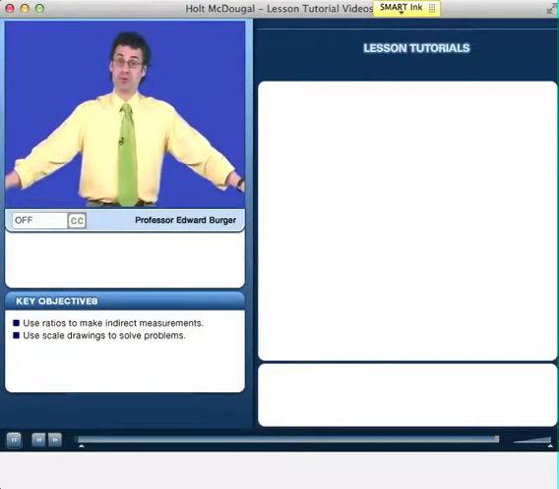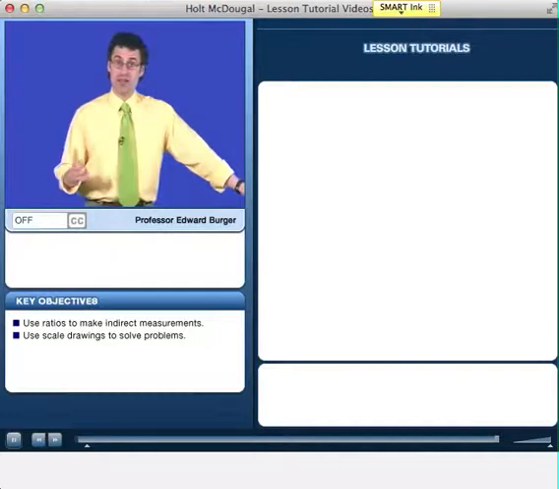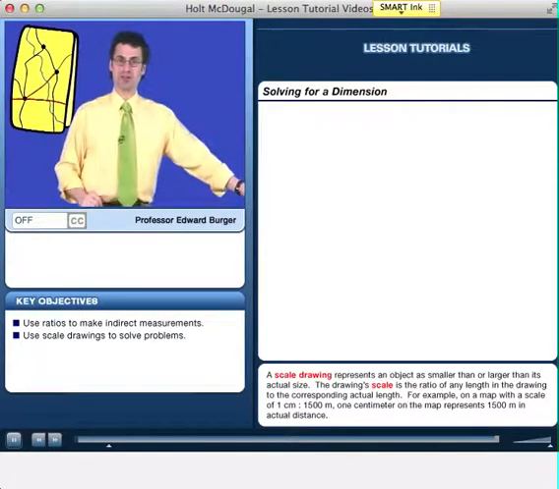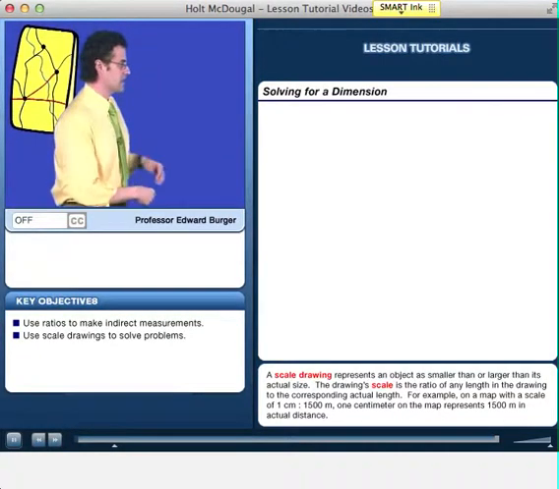Another really common and important place to see similarity and proportions is when we are trying to figure out a distance using a map. Because usually the maps are done in a particular ratio. Let's take a look at an example.